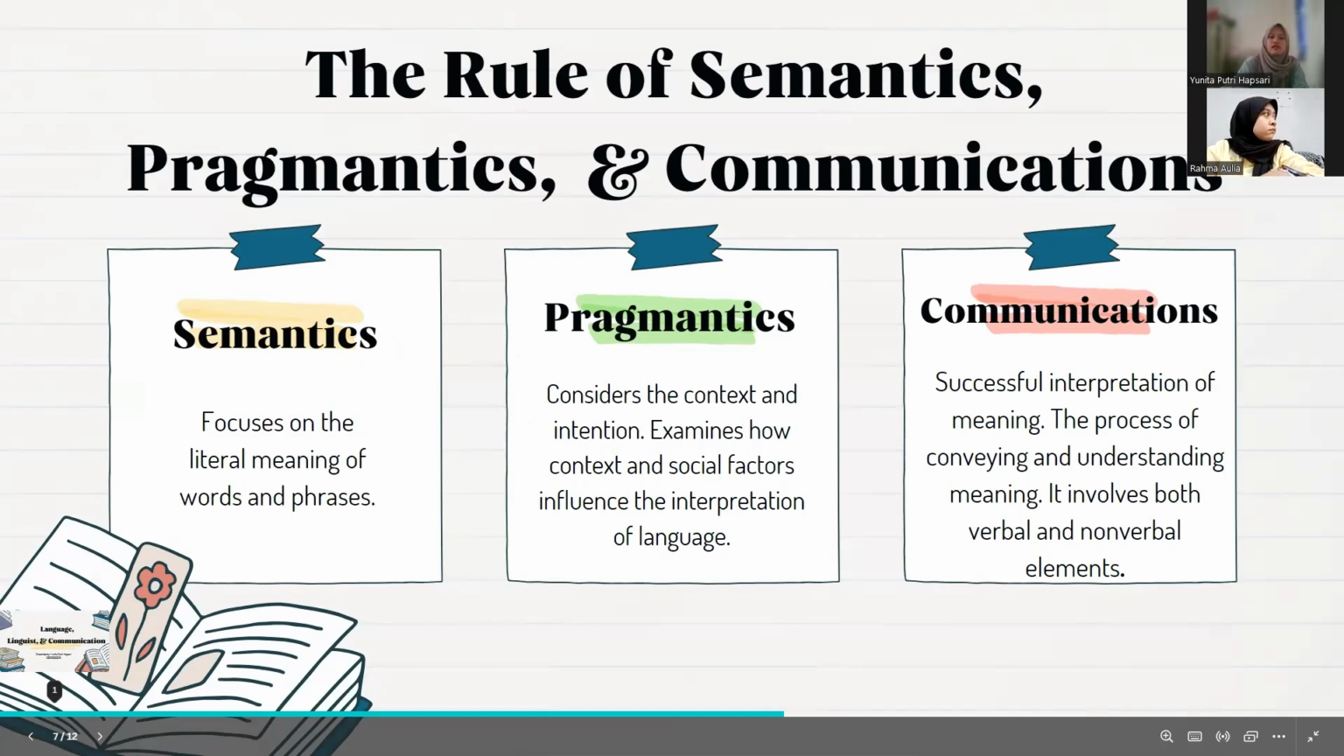Semantics focuses on the literal meaning of words and phrases. Pragmatics considers the context and intentions, examines how context and social factors influence the interpretation of language. Communication, successful interpretation of meaning, the process of conveying and understanding meaning. It involves both verbal and nonverbal elements.